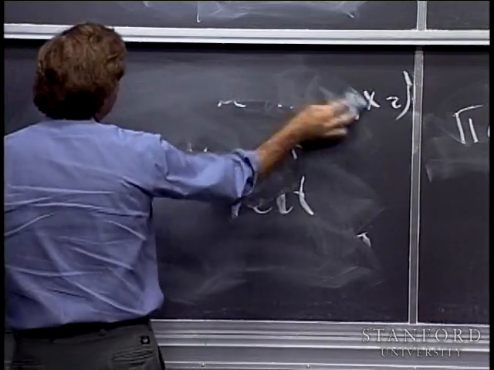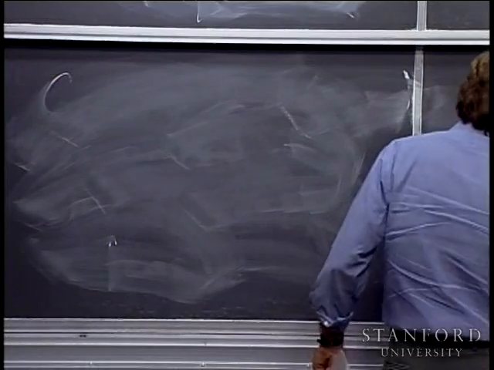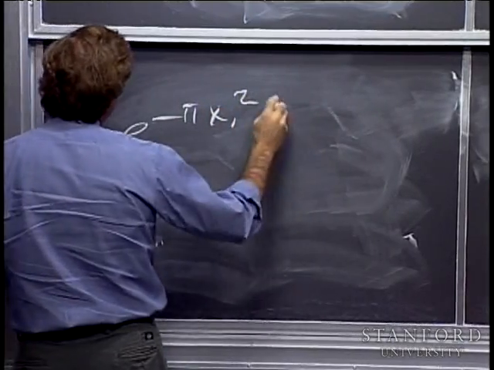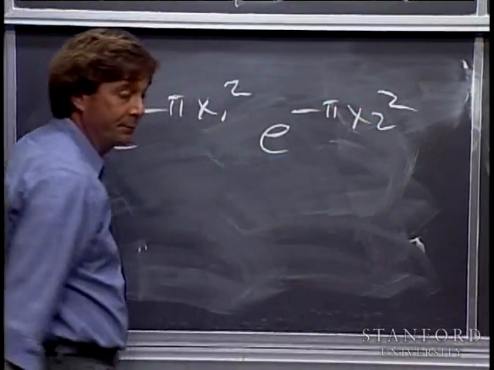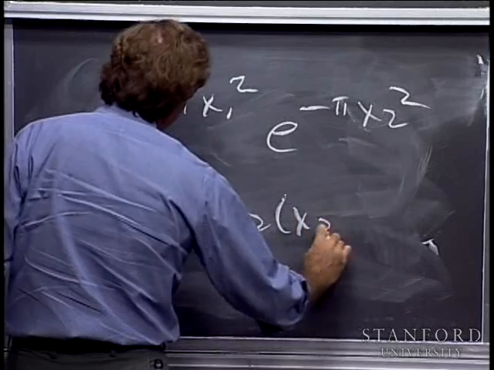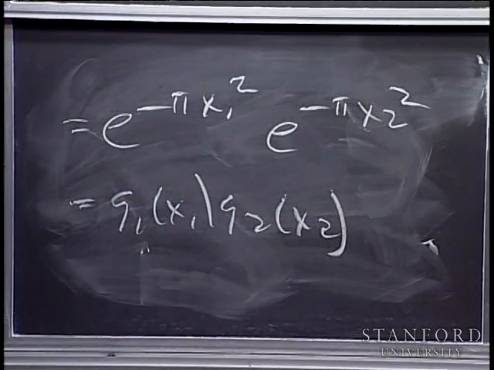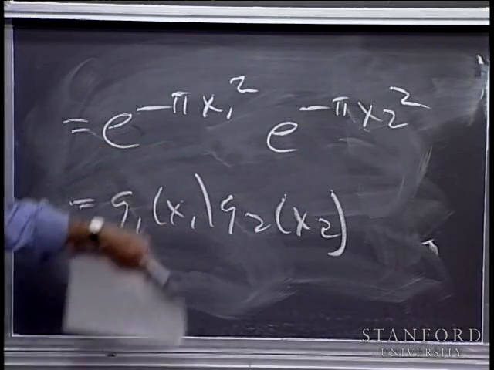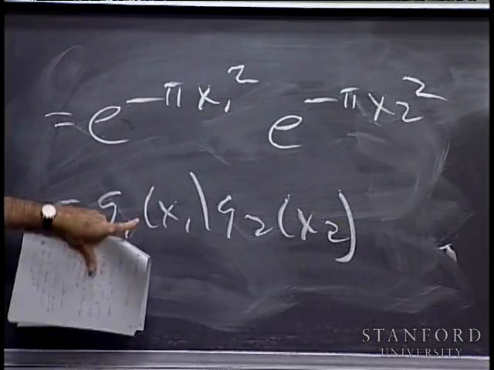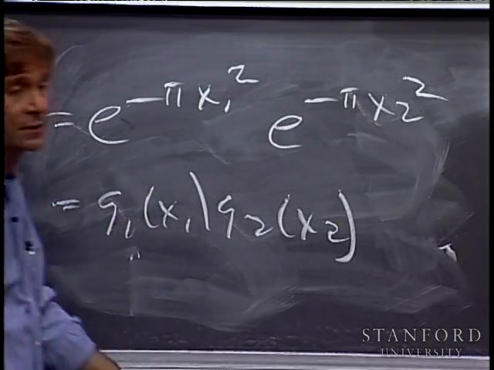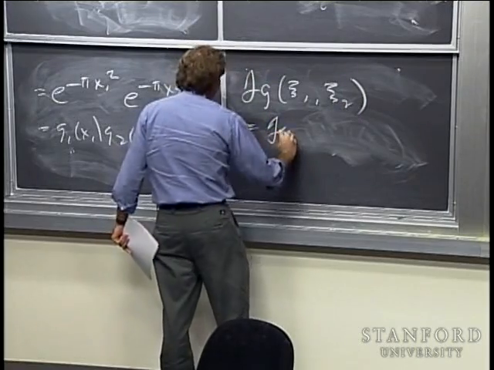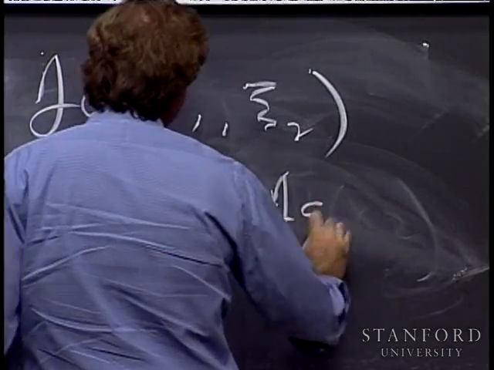Exponentials being what they are, you can write this as e to the minus pi x1 squared times e to the minus pi x2 squared. So it's a product of 2 1-dimensional Gaussians. We'll call that g1 of x1, g2 of x2, although it's really the same function in both cases, where g1 is e to the minus pi x squared, g2 is e to the minus pi x squared. So the Fourier transform of the 2-dimensional function is the product of the Fourier transforms of the 1-dimensional functions. So the Fourier transform of g at c1, c2 is the Fourier transform of g1 at c1 times the Fourier transform of g2 at c2.